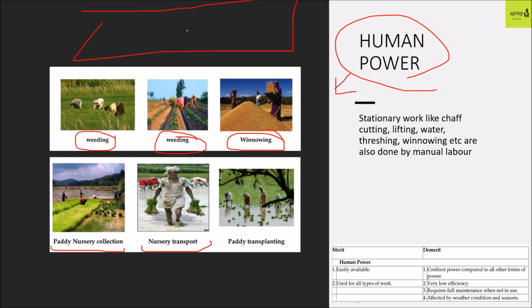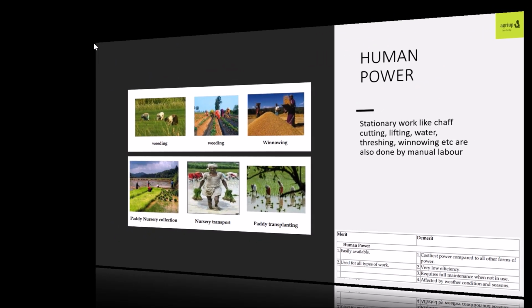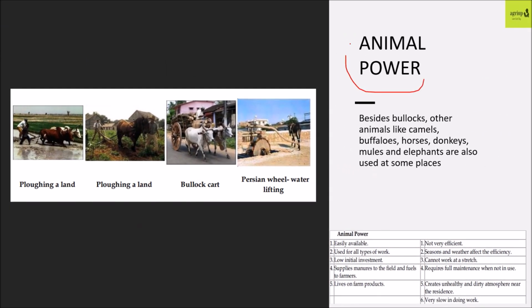Then we have animal power. Apart from the bullocks that we have, there are other animals like camels, buffaloes, horses, donkeys, mules, even elephants, which are used at some places. For example, the Persian wheel is run by a horse. You can see in the picture. The bullock cart is a very common example. Plowing of land is done by bulls. You can see here in the picture.